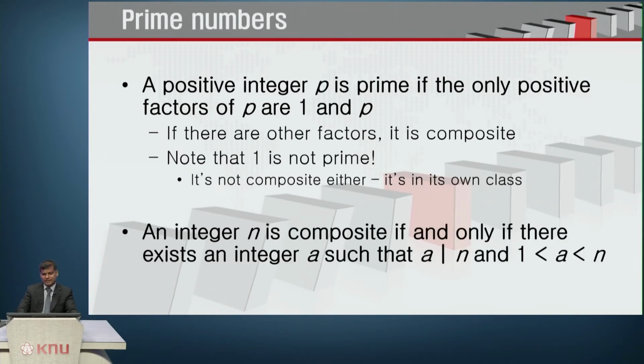So an integer n is composite if and only if there exists an integer a such that a divides n and a lies between 1 and n.